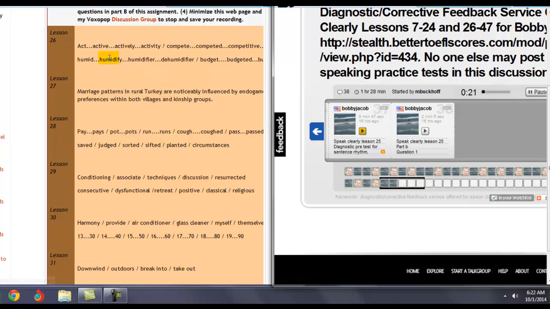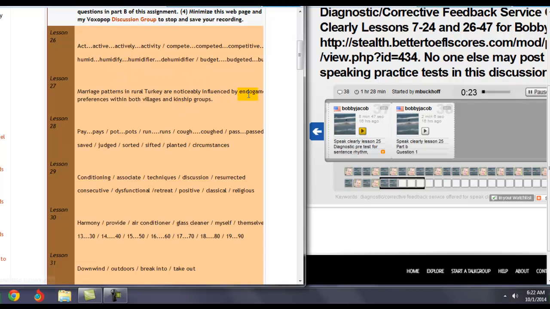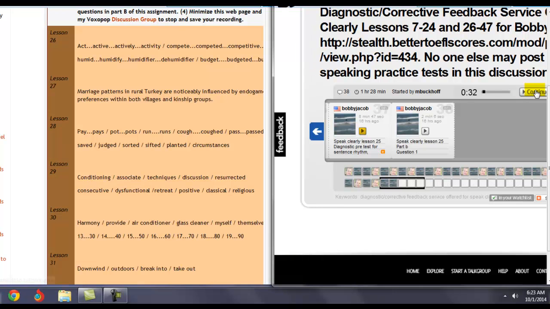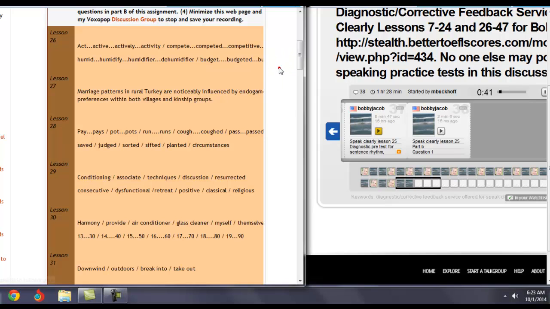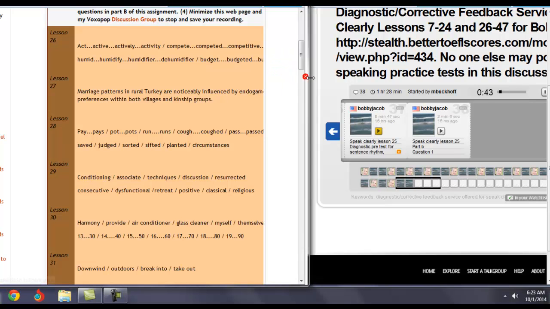Lesson number 26. Act, active, actively, activity. Compete, competed, competitive. That would be competitive. The stress is on that second syllable. Competitively. Humid, humidify, humidifier, dehumidifier. Budget, budgeted, budgetary.